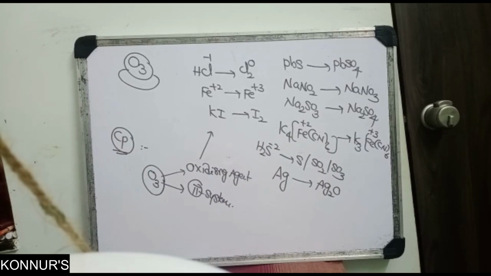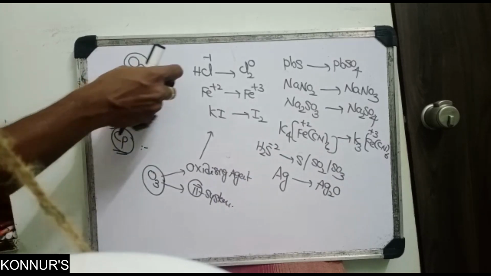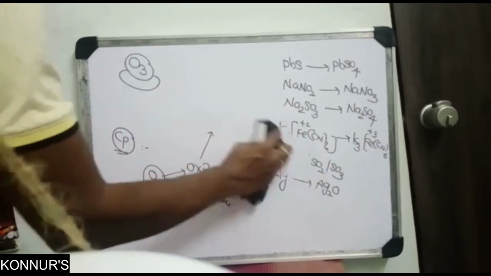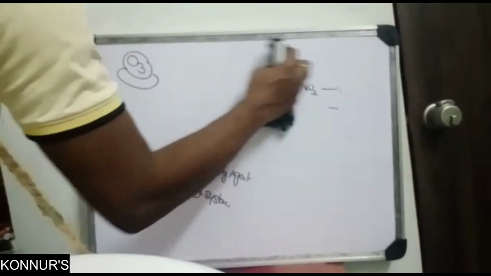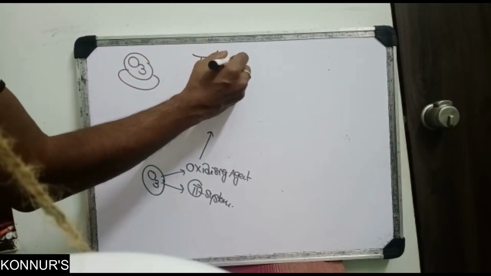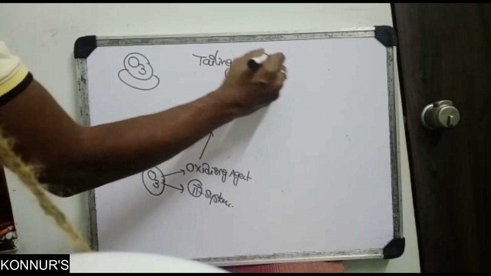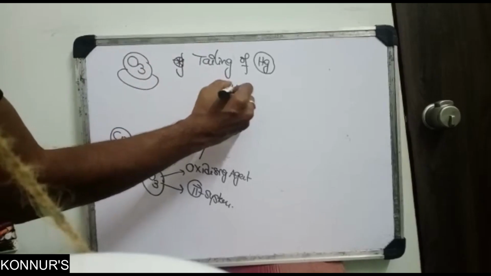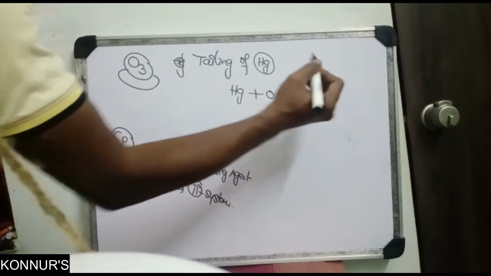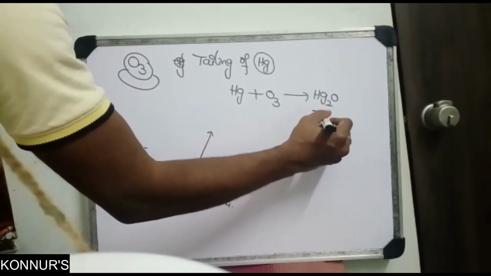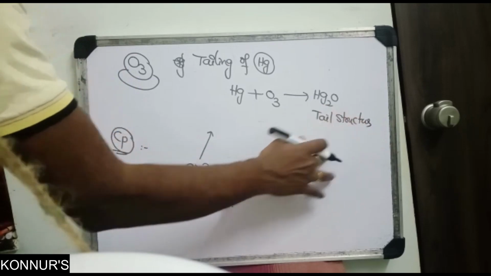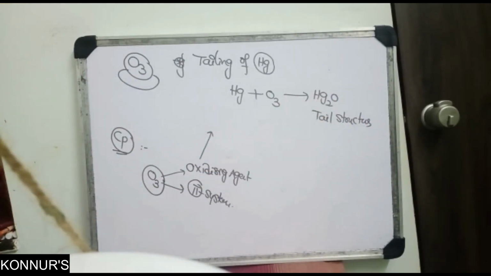Next, the famous one is tailing of mercury. Suppose mercury reacts with ozone, you get Hg2O and it sticks to the glass. It looks like a tail structure inside the test tube. That's why it is called tailing of mercury.